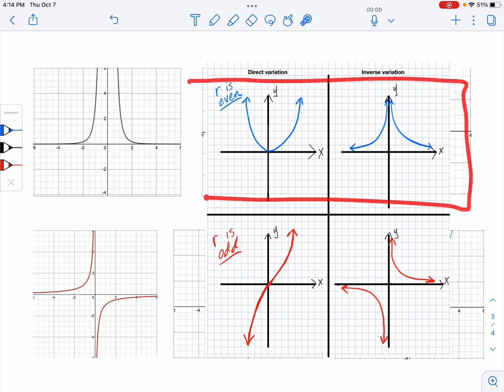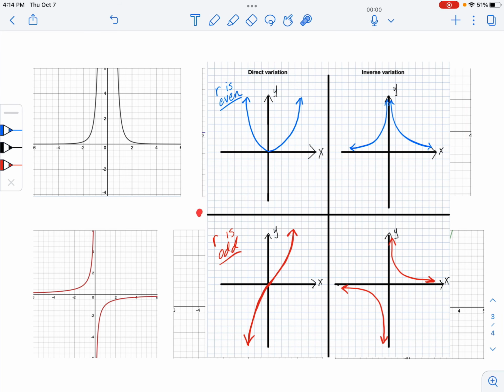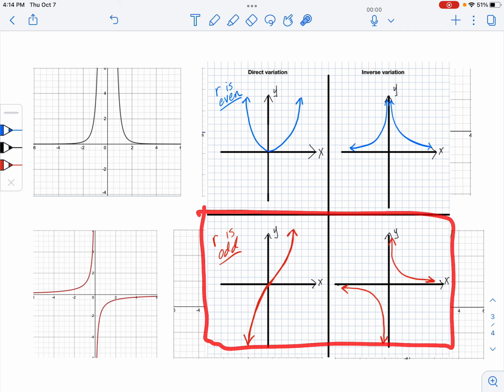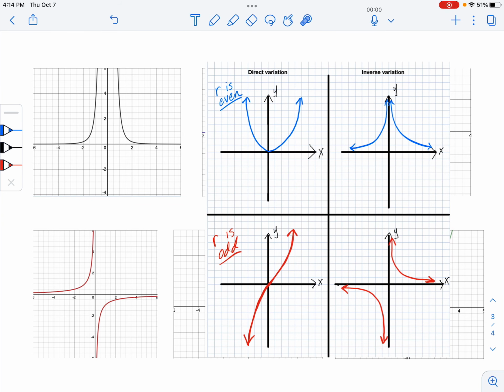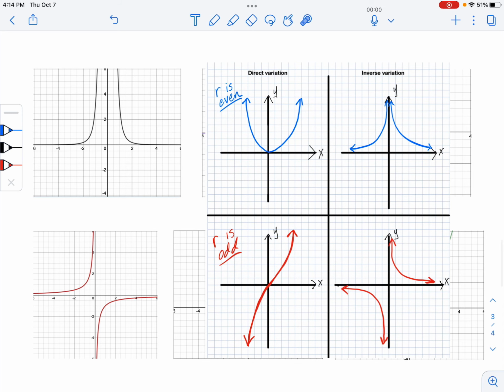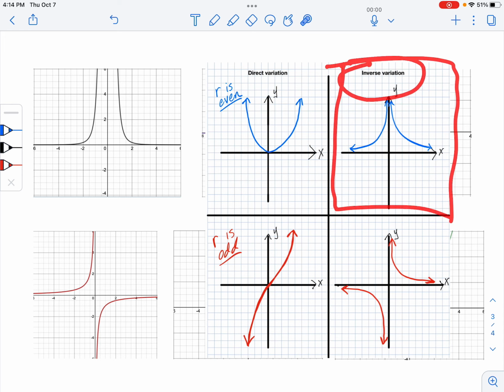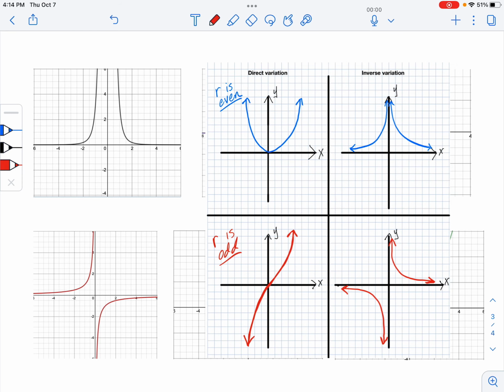Anything here is even, and anything here has an odd R value. So based on each part of this diagram, if it matched this diagram, it would be direct and even. The one we're looking at right now looks just like this. So that means it is inverse variation and R is even.